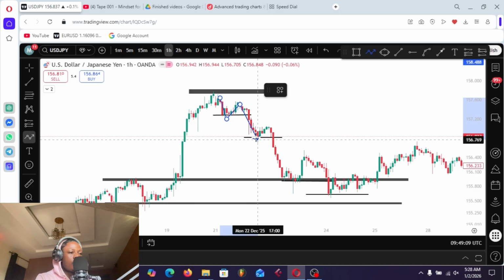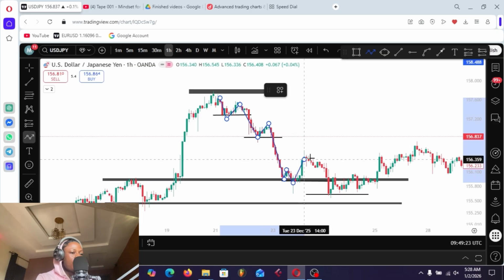Yes, it breaks this low. It gives you another low, gives you a high, breaks the low. Did you see? Gives you a high, makes an equal low, gives you another high, and another low.